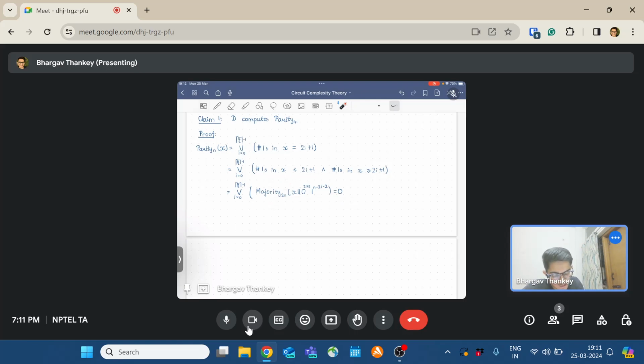Now let's look at the other direction. Suppose this majority is 0, then the number of ones in this string is at most n minus 1. So the number of ones in x is at most n minus 1 minus the added ones, which is n minus 2i minus 2, and the n gets cancelled out. This is 2i plus 1, right? Yeah, so when this is 0, the number of ones in x is at most 2i plus 1. And so this is the first part. So is the first part okay? Yeah.